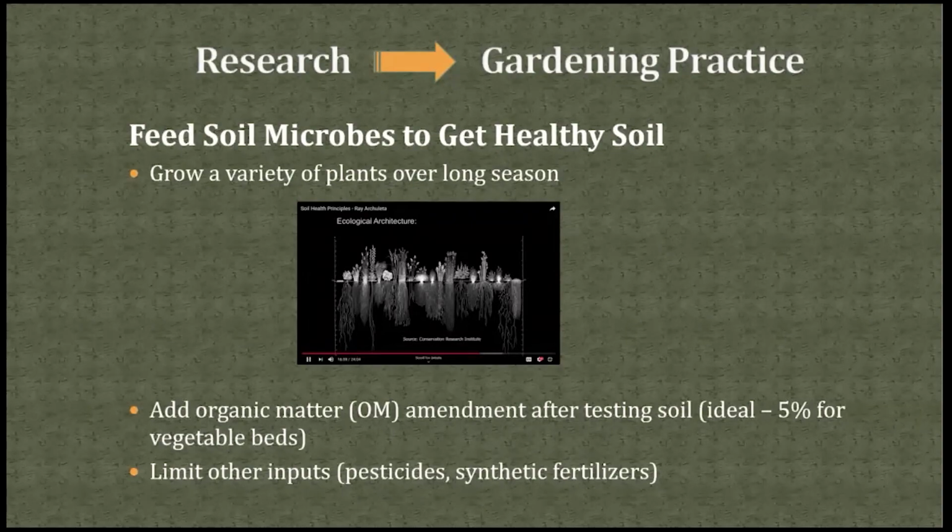The second thing we can do is add organic matter amendments after testing soil, because we know organic matter will be used by soil microbes. So in a way, when we add organic matter to the soil, we're feeding microbes directly. And something else that's important is to limit other inputs. Pesticides kill. Depending on the type you use, it may be killing the soil life community as well.